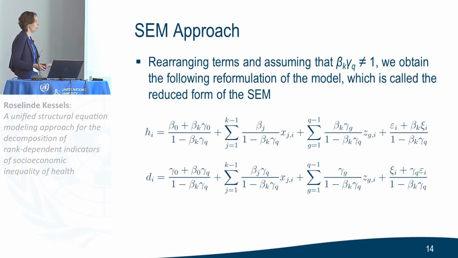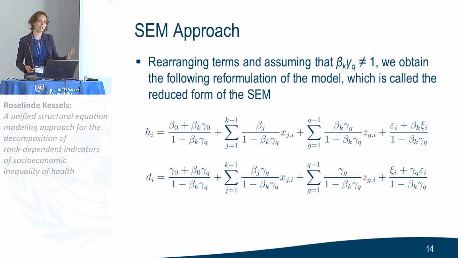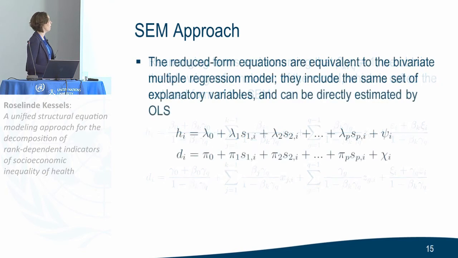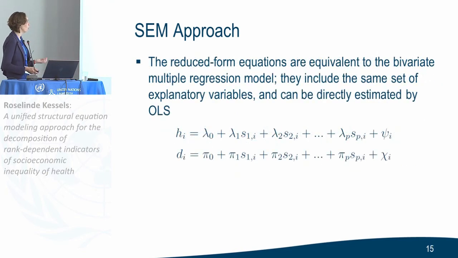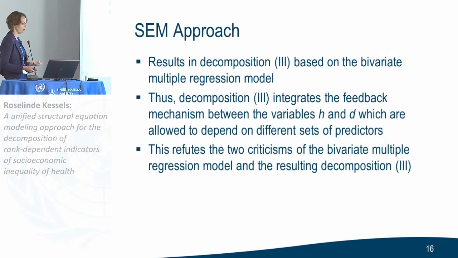Okay, so the bivariate multiple regression model is just another way of rewriting the structural equation model that's allowed to depend on different sets of regressors, and that includes both D and A in the regressions for H and D respectively. Okay, so the SEM approach results in our simultaneous decomposition, decomposition 3, based on the bivariate multiple regression model. It integrates the feedback mechanism between the variables H and D, which are allowed to depend on different sets of predictors. So this refutes the two criticisms of the bivariate multiple regression model and the resulting decomposition 3.